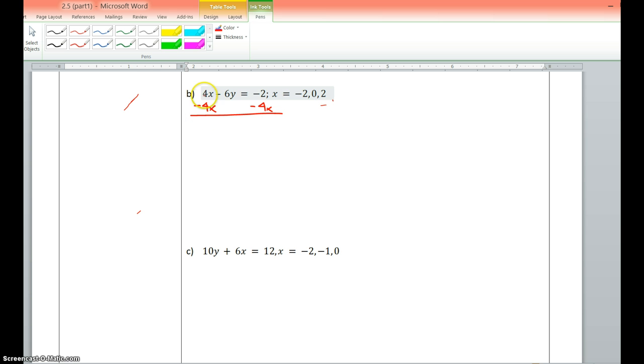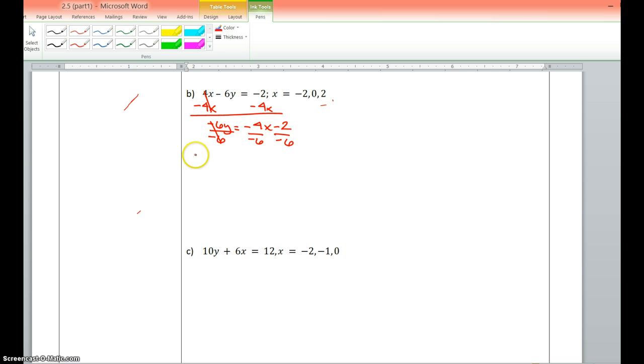And so these cancel out, and I have negative 6y is equal to... I cannot combine these terms. Why? Because this one has an x and this one does not have an x. So I'm going to write it as negative 4x minus 2. Now to get y by itself, I'm going to divide by negative 6, divide by negative 6, divide by negative 6. Every single term will get divided by negative 6.